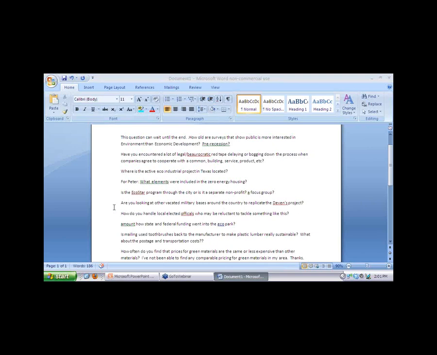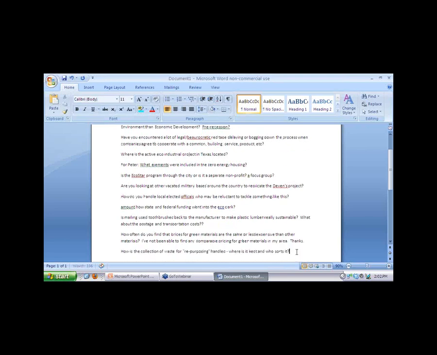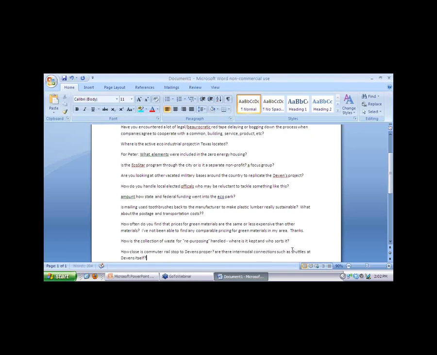How often do you find that prices for green materials are the same or less expensive than other materials? I've not been able to find any comparable pricing for green materials in my area. That requires a lot of research, and it is difficult to do. I don't have a source to jump to right away, but in Massachusetts, the state government actually has a sort of environmentally preferable purchasing list for green materials, and they have requirements for recycled content and green content. That might be a place to start.